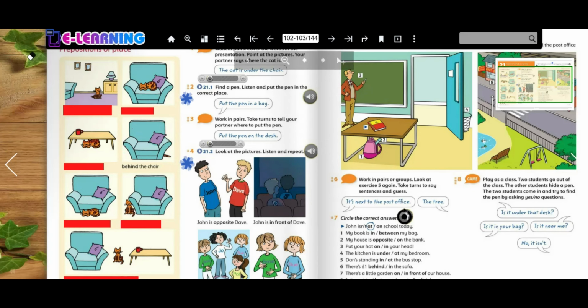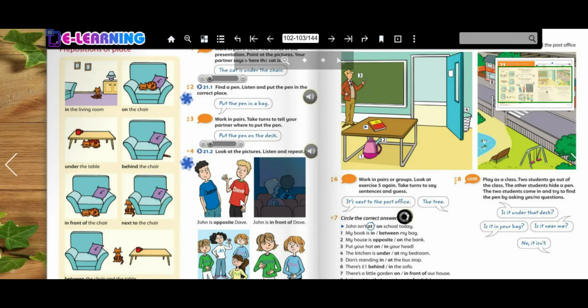Behind the chair. What about this picture? Where is the cat? On the chair. This one, where is the cat? Between the chair and the table. This picture, where is the cat? Under the table. Good. And next one, this picture, where is the cat? That's right, in the living room. And this one, where is the cat? In front of the chair. And last one, where is the cat? Next to the chair. All right.